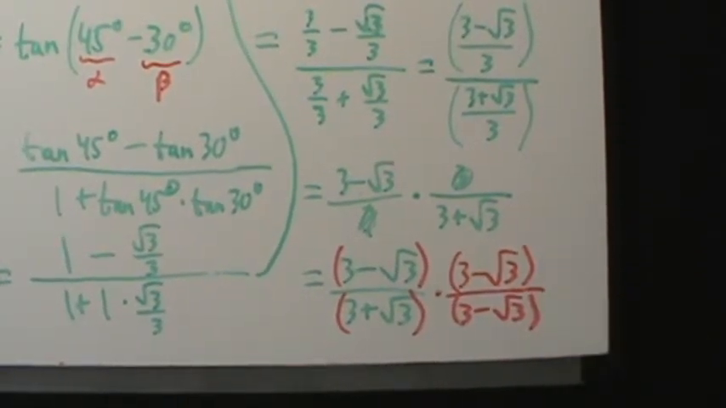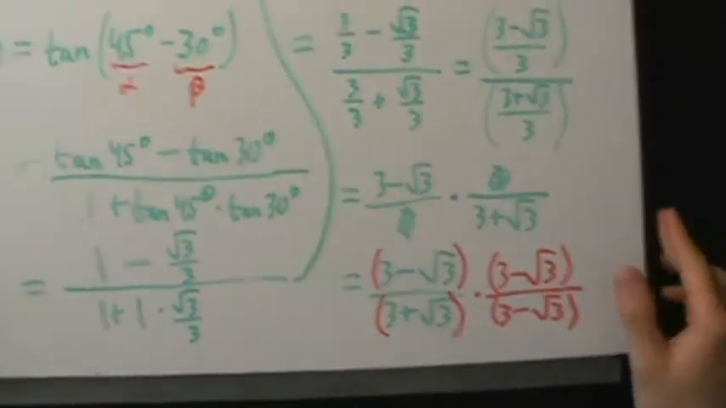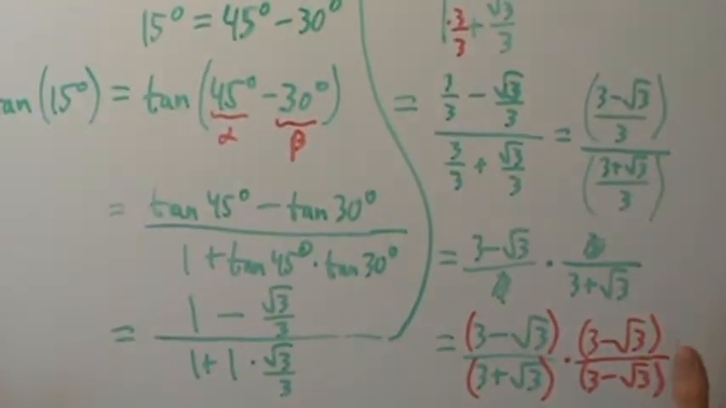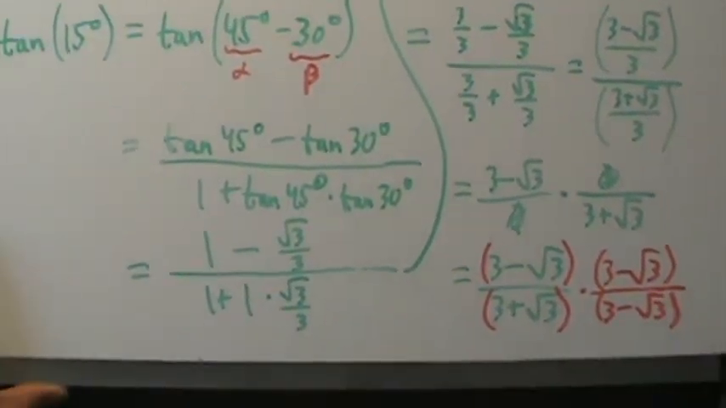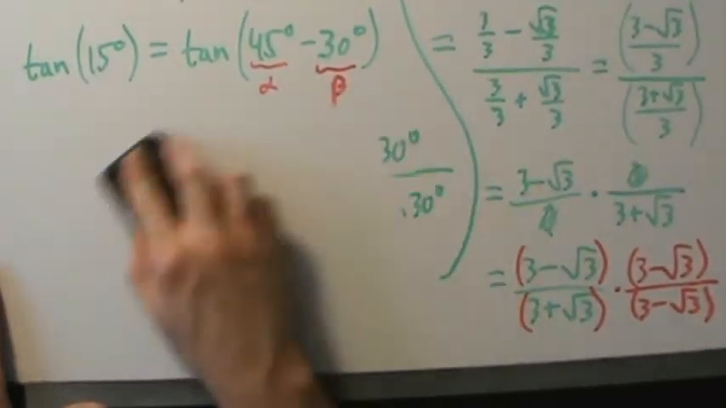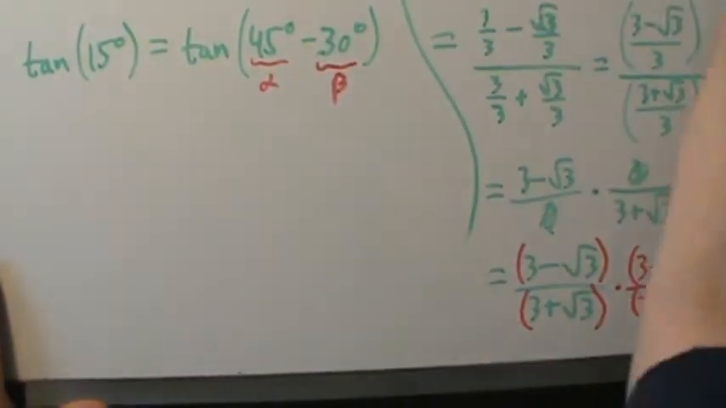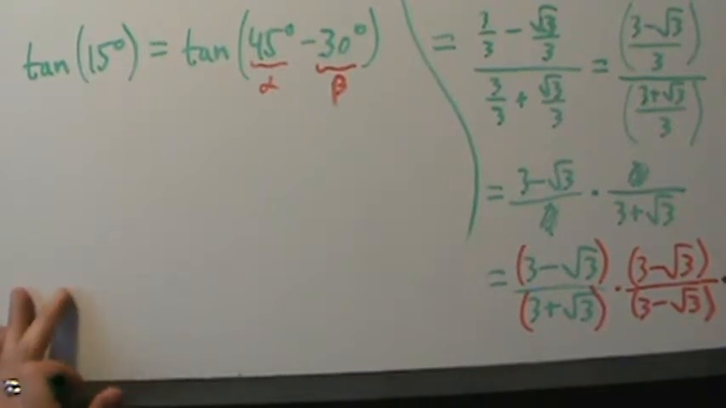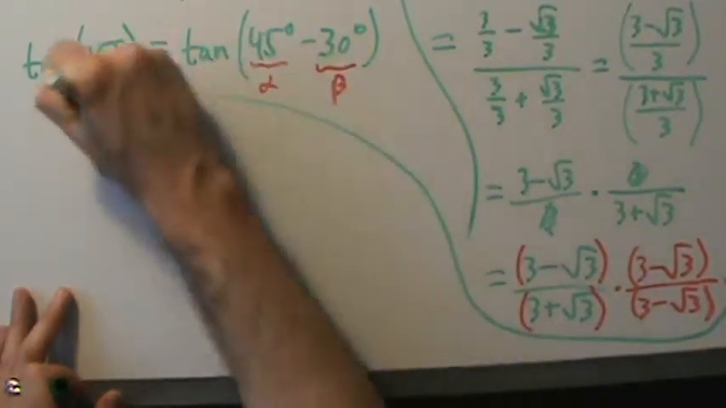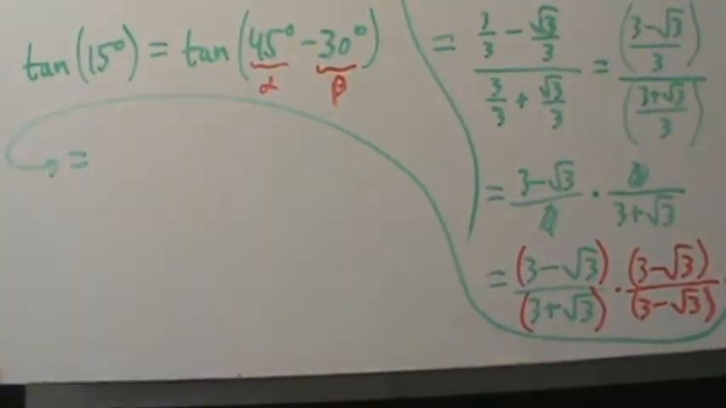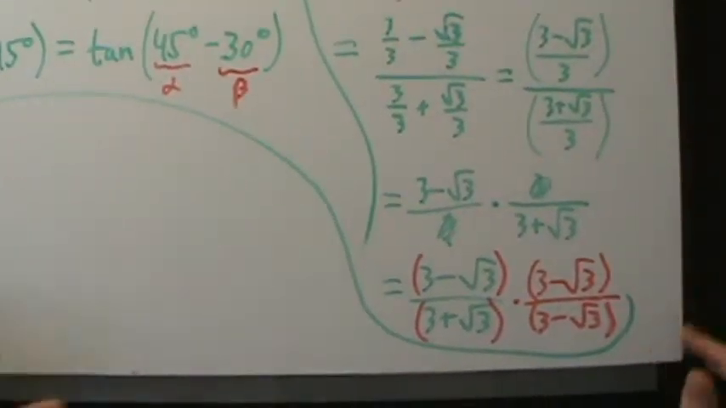I do kind of hate to erase any of this, but it doesn't really matter. So let's erase this. We'll just come up here now. So now this equals. So what we want to do is FOIL.